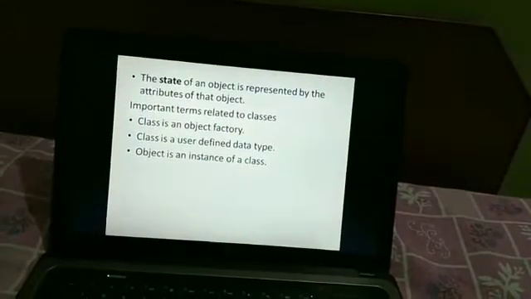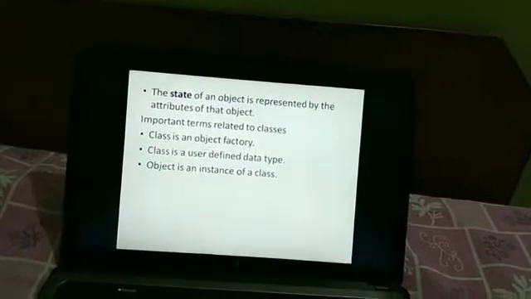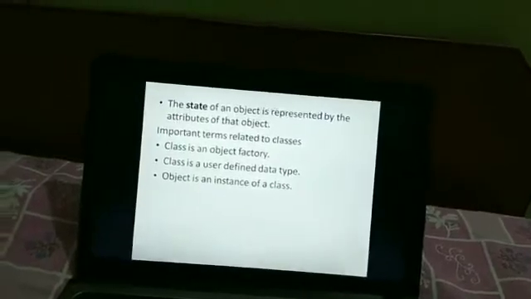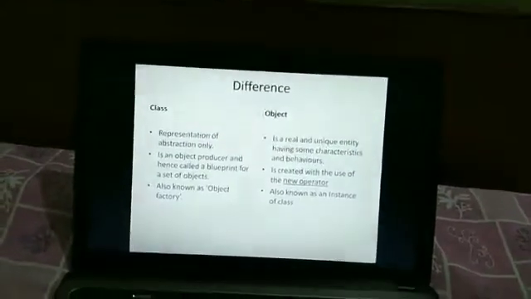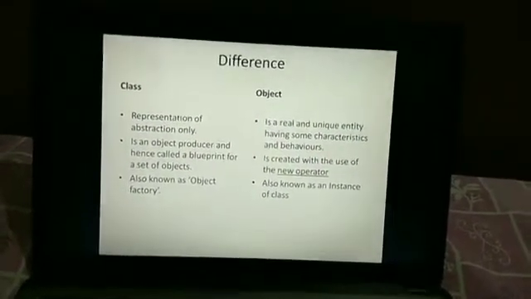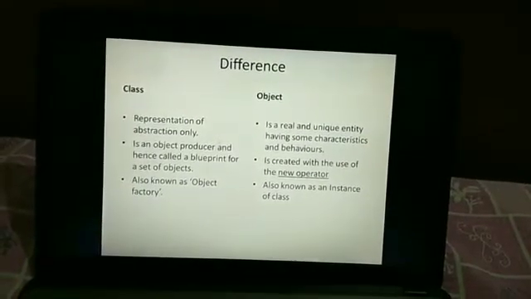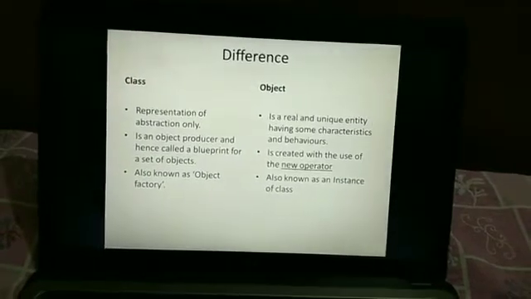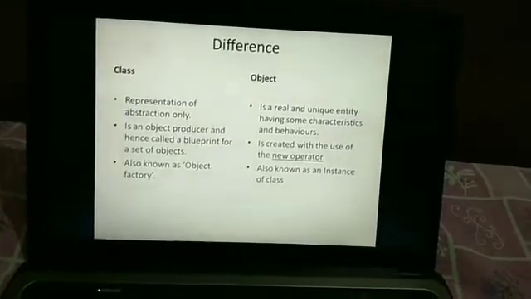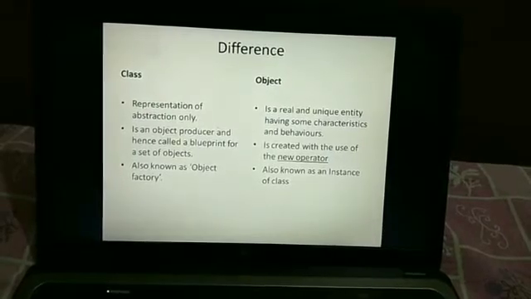So these important terms related to the class you are supposed to know. Class is an object factory, class is a user defined data type, object is an instance of a class. So this is the difference between a class and an object. Just look into class: it is a representation of abstraction only. Object is a real and unique entity having some characteristics and behavior. Class is an object producer and hence called a blueprint or a set of objects.